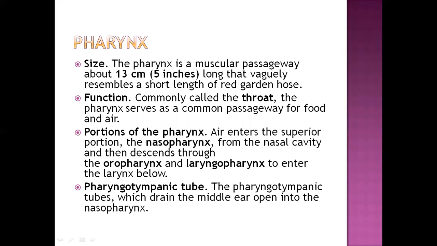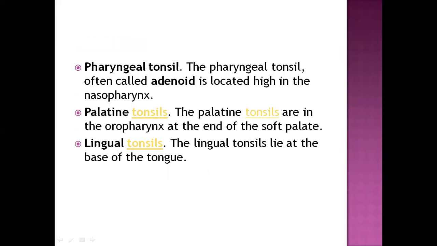The tube, which is located at the middle side, pharyngotympanic tube or eustachian tube, is connected to the middle ear. So, whatever is there at the middle ear might travel down to the airway, through the eustachian tube or pharyngotympanic tube. Also, there is pharyngeal tonsil, which is often called adenoid, which is located at the roof region of nasopharynx. They are palatine and lingual tonsils.